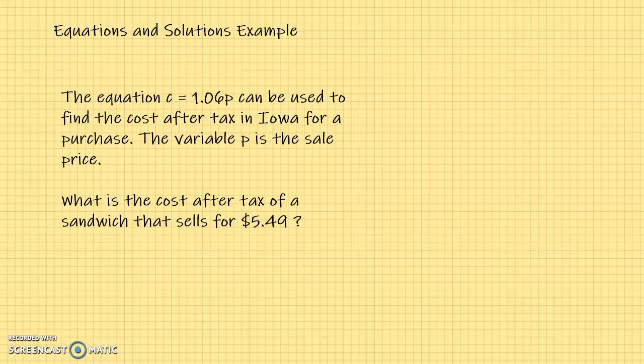So the sales price is $5.49, and that's going to be P right here. This is what P is. So we're going to substitute P into this equation here and find out what we get for C, which is going to be the cost after tax. So let me write that out. C equals 1.06 times, that's a little multiplication dot, times $5.49.